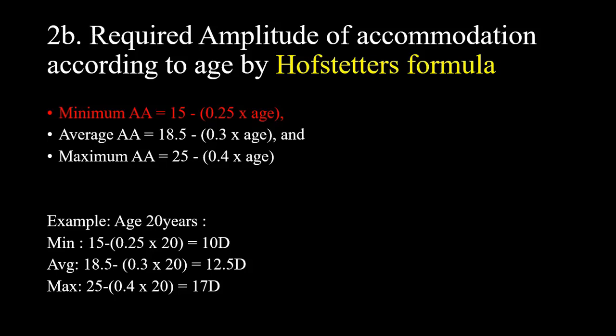Another is the Hofstadter's formula. Minimum amplitude of accommodation will be 15 minus 0.25 into their age. Similarly, the average and the maximum amplitudes of accommodation are also given by the Hofstadter's formula. And then there is amplitude of accommodation by the minus lens method.